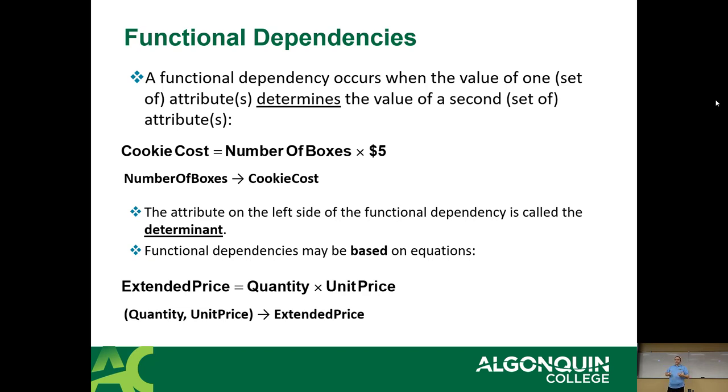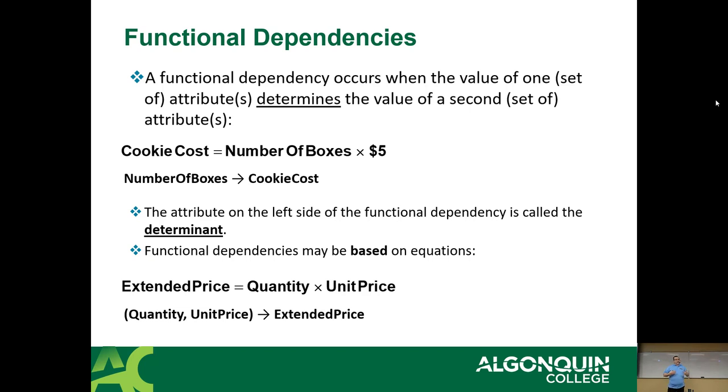So when we look at this verbiage or this notation, it's basically saying that the number of boxes determines the cost. So that's what that means. Functional dependencies might be based on an equation. So quantity, extended price is equal to the quantity times the unit price.